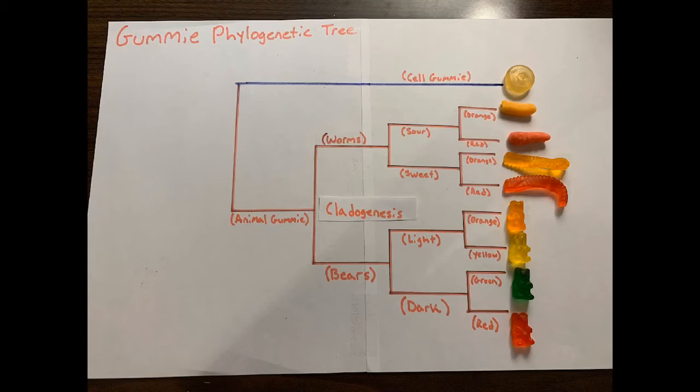The worms are split into sour and sweet, and then sour is split into orange and red, and sweet is split into orange and red. The bears are split into light colored and dark colored, and then the light is split into orange and yellow, and the dark is split into green and red.